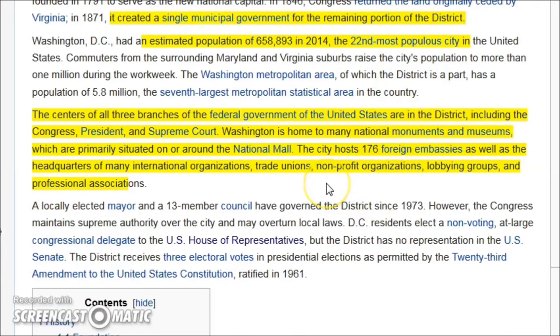The centers for all three branches of the federal government in the United States are in the district, and they rule our lives, collect from the IRS and whatnot, including the Congress, the President, and the Supreme Court. Now, if the Congress is the only one overseeing and they are in the District of Columbia in Washington, that means they're not a part of the United States of America, small u, small n-i-t-e-d, United States, and I'll get into that in a minute. Washington is home to many national monuments and museums. The city hosts 176 foreign embassies, as well as headquarters of many international organizations, trade unions, nonprofit organizations, lobbying groups, and professional associations.